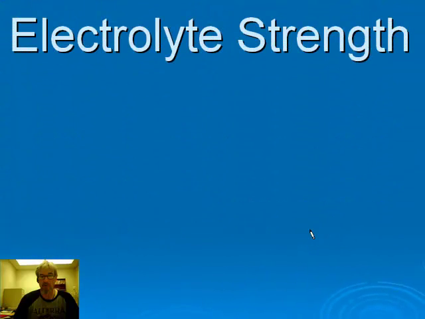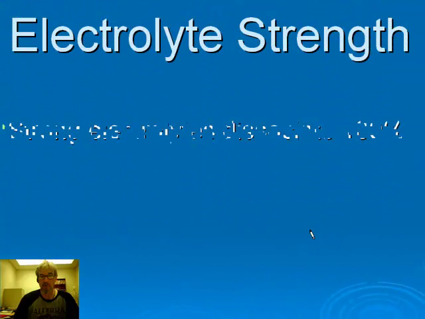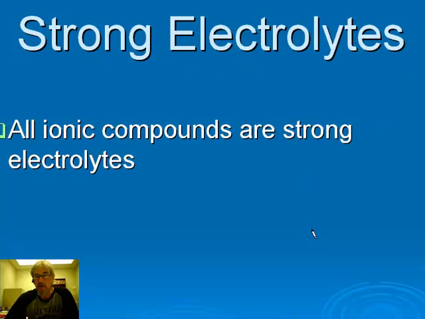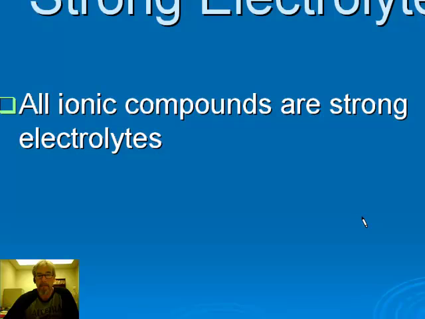Electrolytes have different strengths. We think about strong electrolytes as things that dissociate completely in water. In other words, there won't be any molecules, there won't be any crystals left. Everything that's there turns into ions. What sort of things are strong electrolytes? Well, all ionic compounds are strong electrolytes. Some are more soluble than others, but they all split up into ions. Ionic compounds don't exist as molecules.